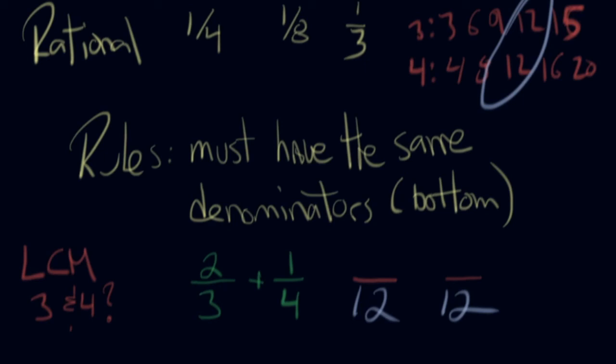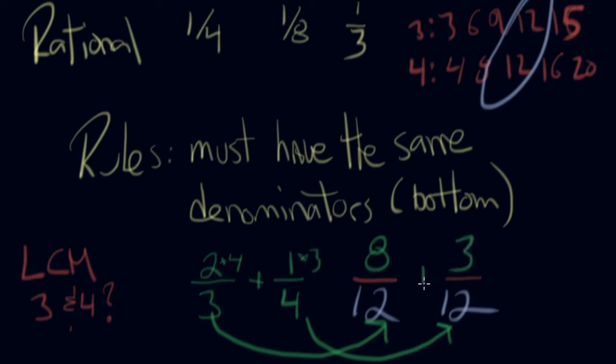And then you ask yourself, how did 3 become 12? What did you have to multiply by? Well, by 4. So you have to multiply the top by 4. So 2 times 4 is going to be 8. And how did 4 become 12? You times it by 3. So I'm going to times the top by 3. So now my question says 8/12 plus 3/12. And when we add fractions, we just add the tops, not the bottom. So 8 plus 3 over 12, our final answer will be 11/12.